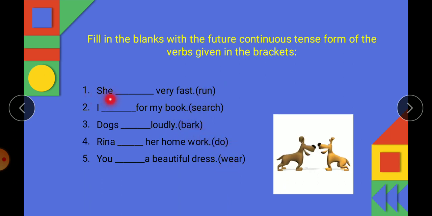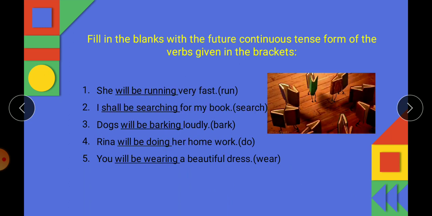So she will be running. I shall be searching. Dogs will be barking. Rina will be doing her homework. You will be wearing a beautiful dress. Right? So these are the answers.